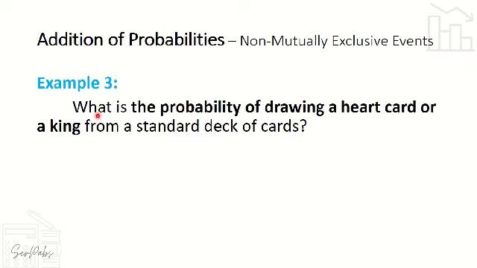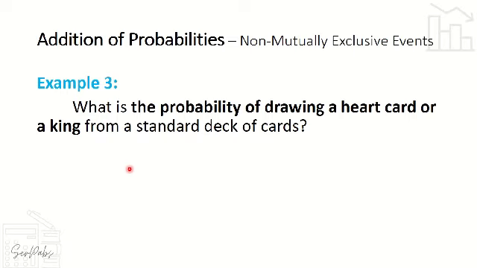Okay, so example number 3. For example number 3, this is a non-mutually exclusive event. Again, pag sinabing non-mutually exclusive, at least one of the elements in our given probabilities are the same. So merong magkamukha sa kanila. Halimbawa, what is the probability of drawing a heart card or a king from a standard deck of cards? So ano daw yung posibilidad na makakabunot tayo ng heart card o kaya ng hari sa isang deck of cards?